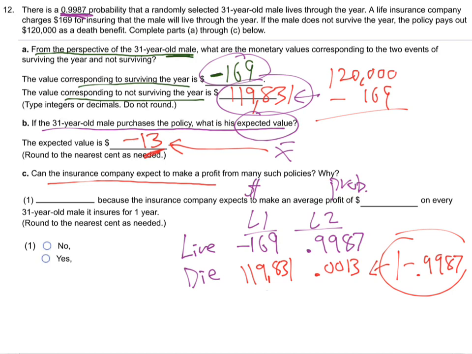Can the insurance company expect to make a profit? Yes. They can expect to make a profit. The profit of $13 for every 31-year-old male who buys a policy for a year. That's their expectation.